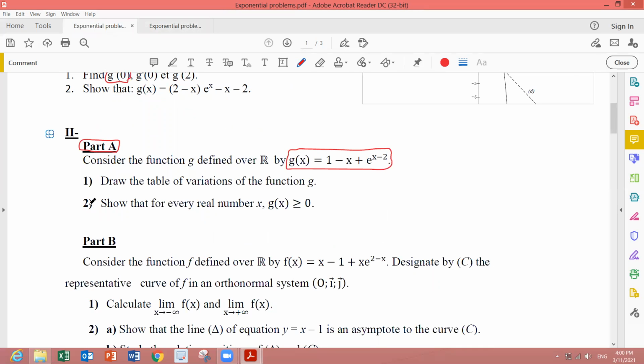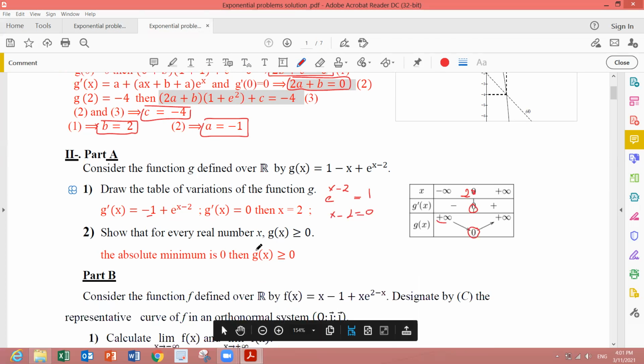Now show that for every real number, g of x is greater than or equal to 0. Since the minimum of g of x is 0, then g of x is greater than or equal to 0.